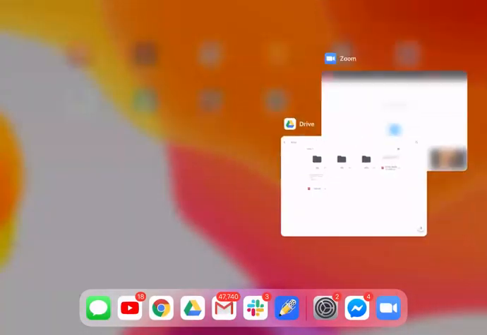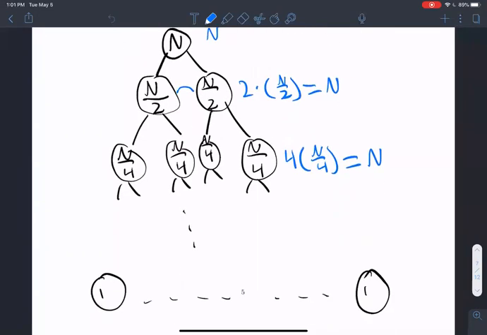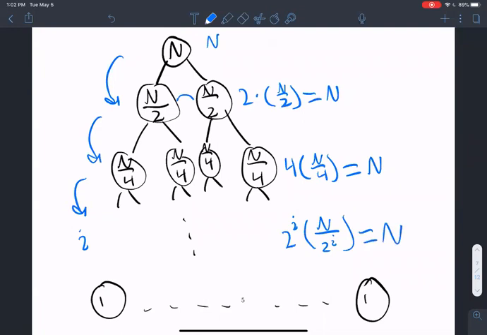yeah, sometimes it glitches. So let's say we're at some level i. Well, we know that there's going to be 2 to the i nodes at that level because of the branching factor 2. And the value in that node must be n over 2 to the i because we divide by 2 every time we go down a level. So we're basically dividing by 2 i times, and that applies to n. So this is our check to say that yes, every level does the same amount of work, and it's n. Any questions on that part?